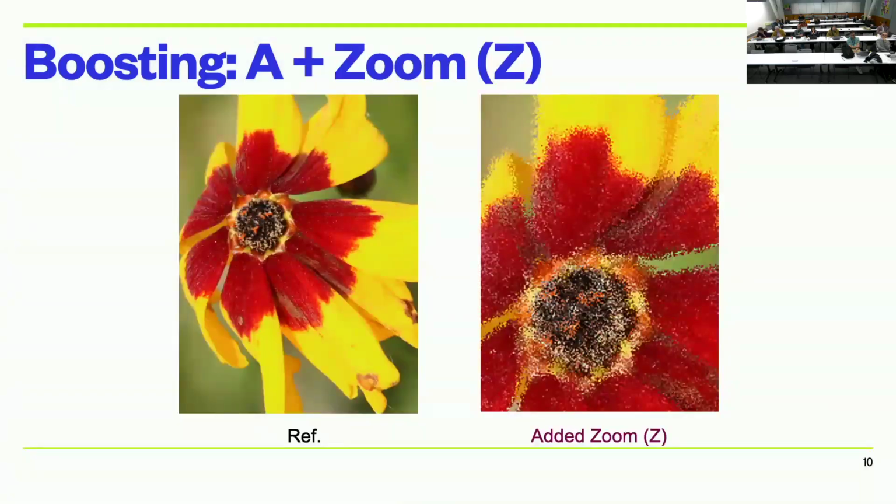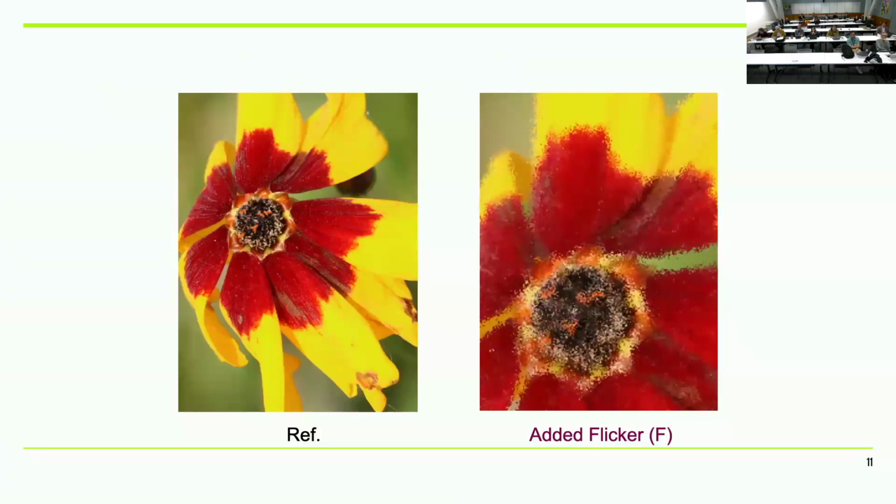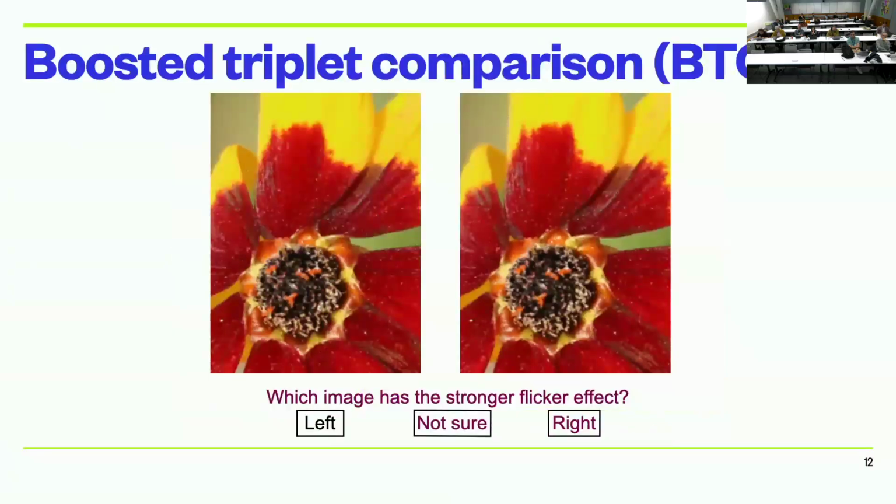Another boosting technique is zooming. So we can spatially zoom in here. That means the artifacts are twice as visible. And the third one is the flicker. So we can add the flicker, and I don't know if it's showing it. So yeah, you can see it here also in the projection. It's flickering.